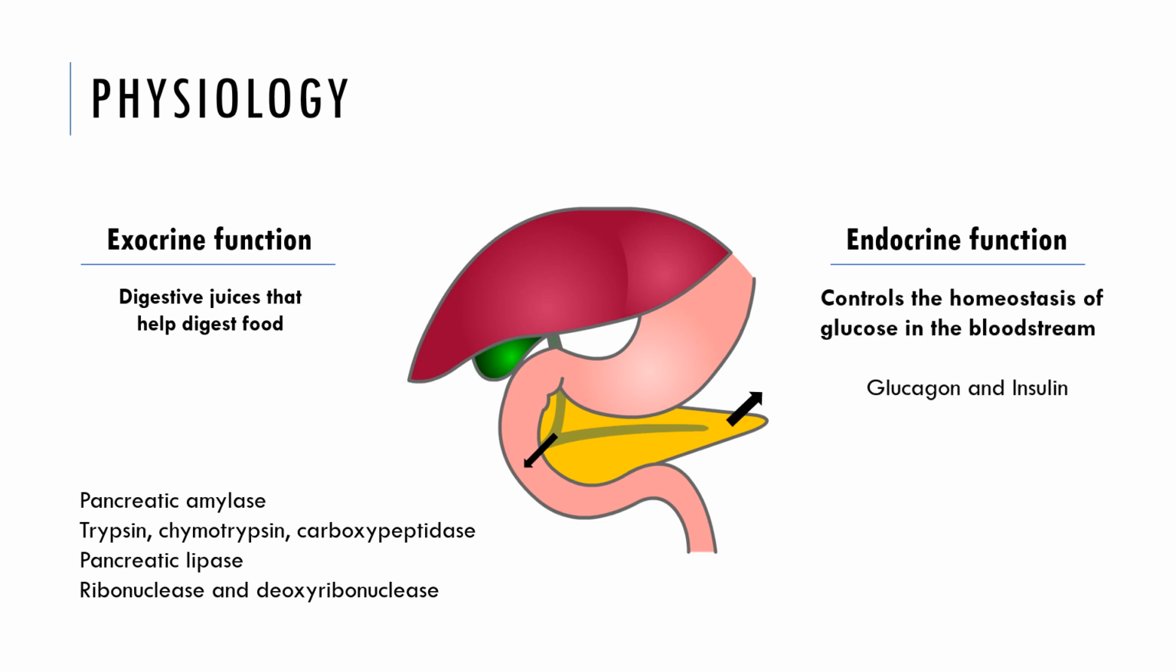The endocrine function primarily controls the homeostasis of glucose in the bloodstream by the production of glucagon and insulin, and also regulates the whole digestive function by the production of secretin and CCK.